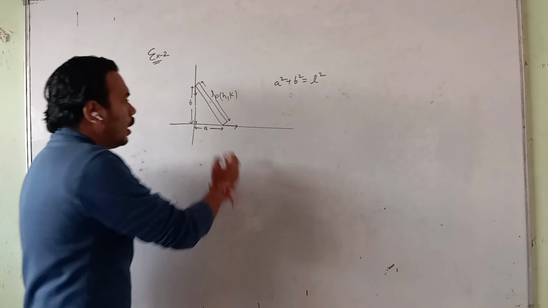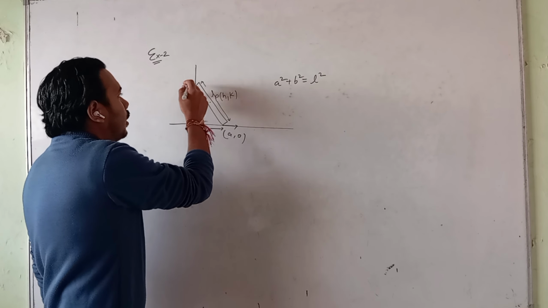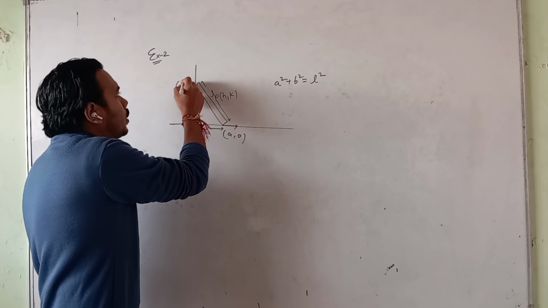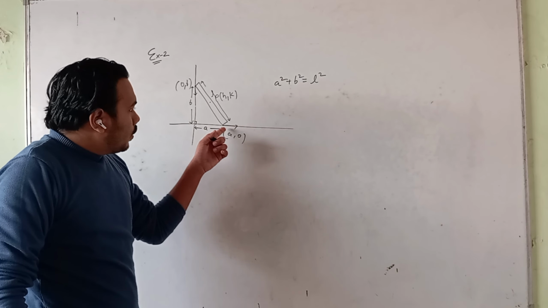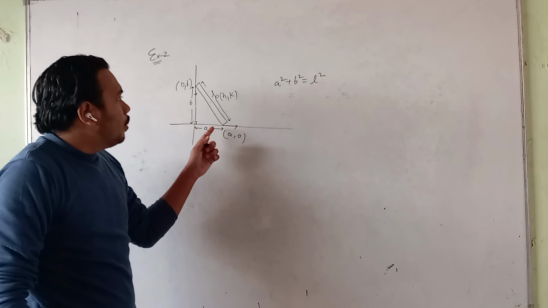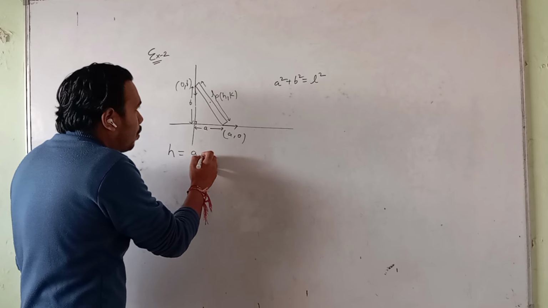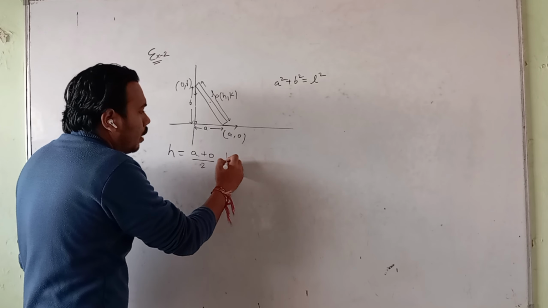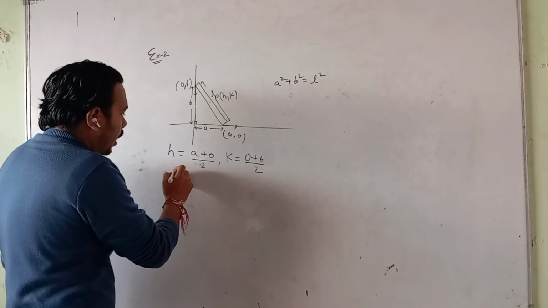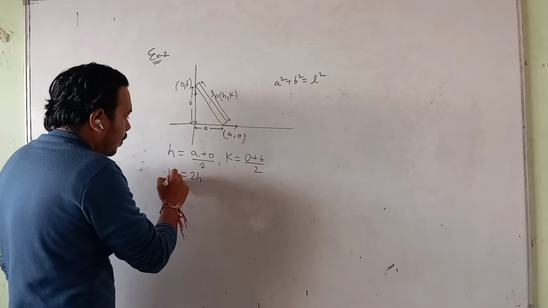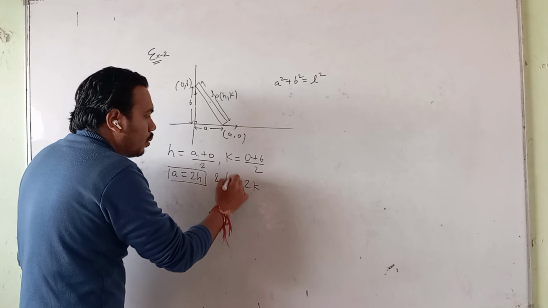Now you can see that if this length is a, then this point is (a, 0), and if this length is b, then this point is (0, b). Since this point is the midpoint of these two endpoints, by the midpoint formula I can find it. h would be (a plus 0) by 2 and k would be (0 plus b) by 2. Then here I can get a equals 2h and b equals 2k.